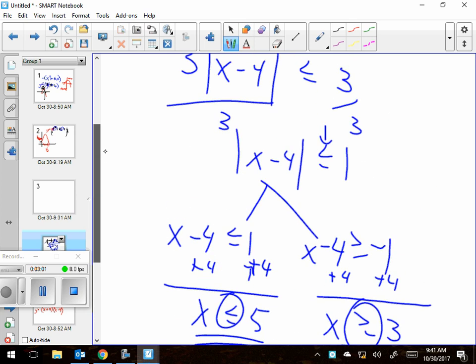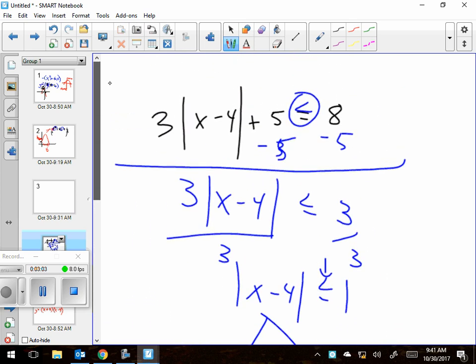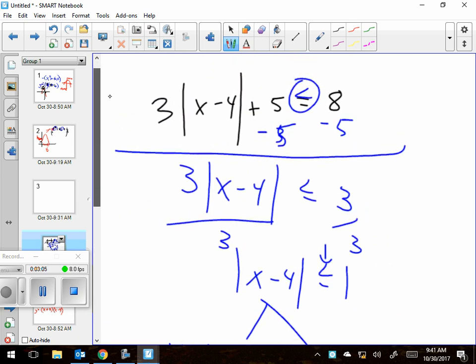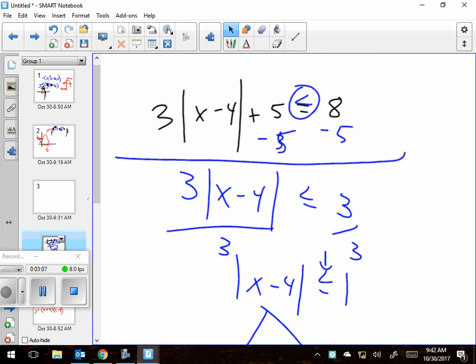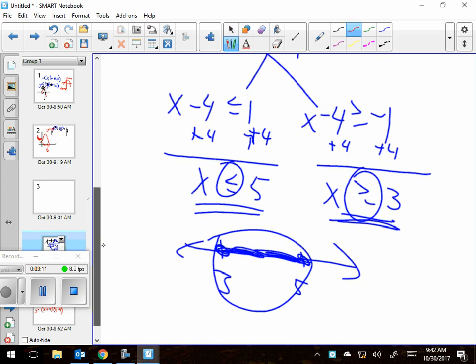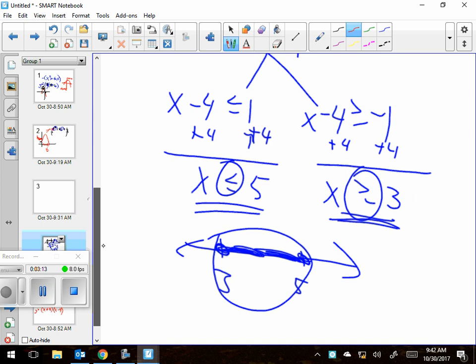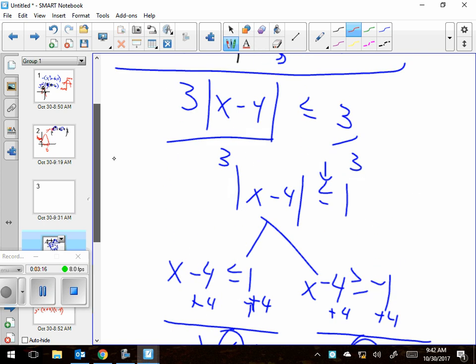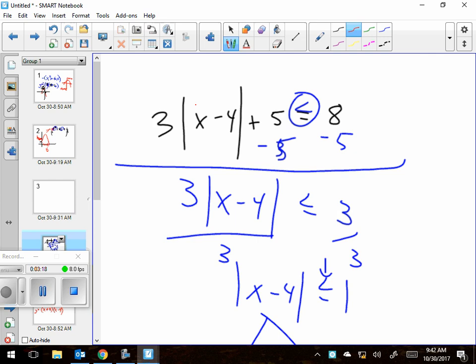I was nervous for a second I'd screwed up because I saw a hand go up kind of quick like that. If I needed to be sure I was right, I can just check by sticking in a number like 4. And 4 is supposed to work, right? We just see if 4 does work. Put in a 4 here. That works kind of nice because this will make 0. 3 times 0 is 0. And it just says 5 is less than or equal to 8. Is that a true statement? Yeah, it is. So it worked.